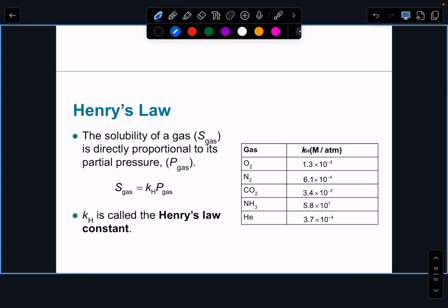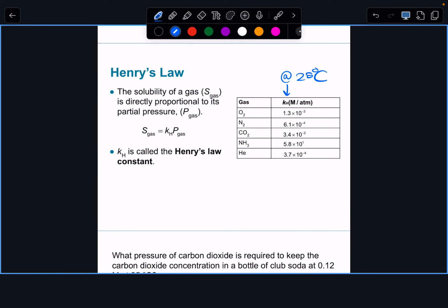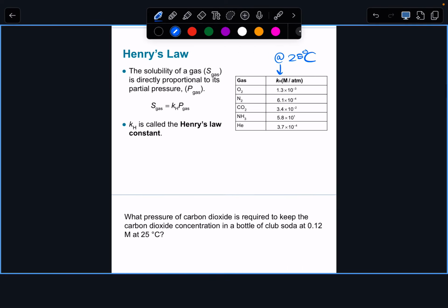There is an equation, Henry's law, and these are constants at a specific temperature. I think these ones are at 25 C. It allows us to figure out how much pressure we have to apply in order to get a certain amount of gas into a liquid. So we're going to explain this by doing a calculation.